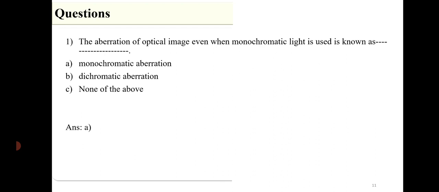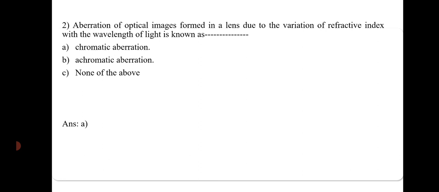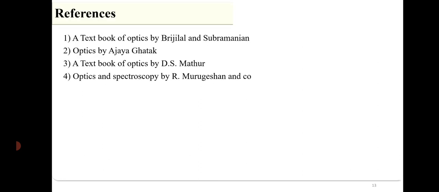Questions: The aberration of optical image even when the monochromatic light is used is known as dash. Option A, monochromatic aberration; dichromatic aberration; none of the above. Answer is monochromatic aberration. Aberration of optical image formed in a lens due to the variation of refractive index with the wavelength of the light is known as dash. The chromatic aberration; none of the above. Answer is chromatic aberration.